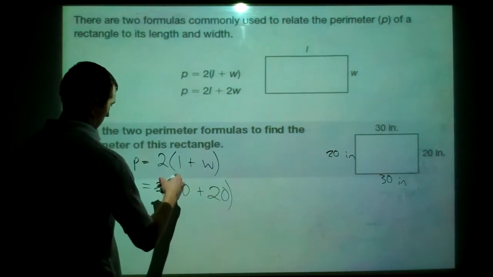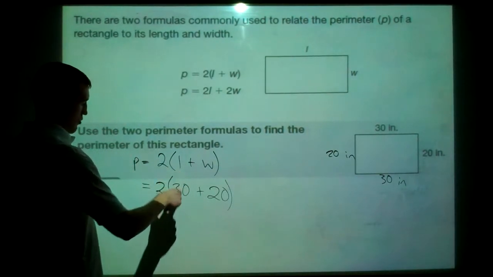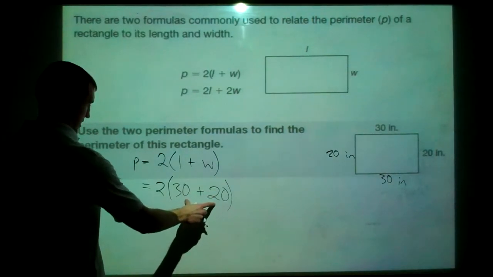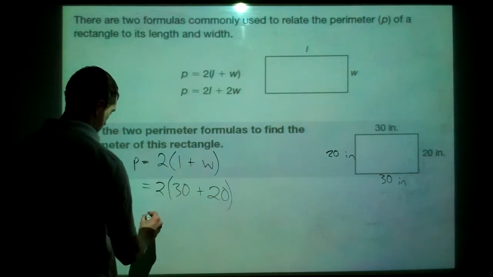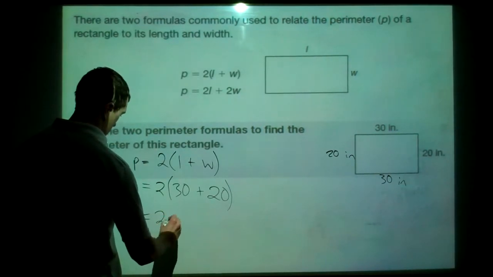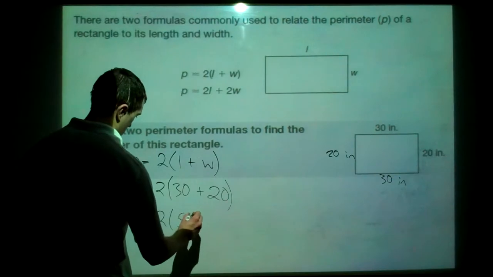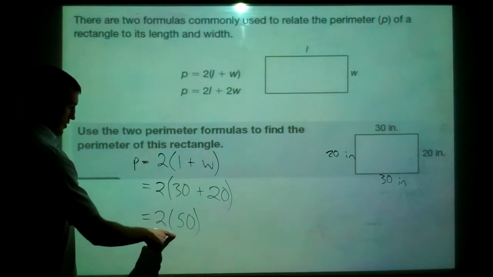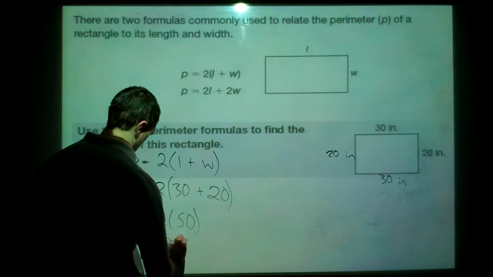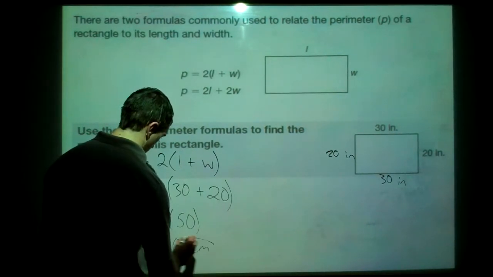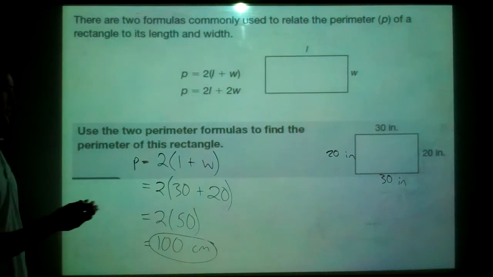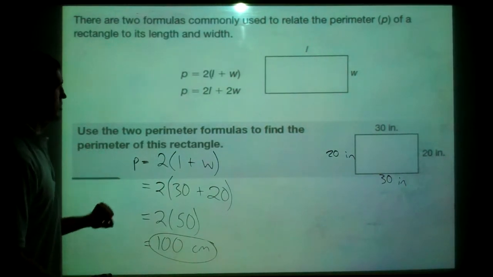So we're just taking what we have for length, putting that number in, what we have for width, putting that number in. Then we add these together. We do what's in the parentheses first, and we get 30 plus 20 is 50. And we all know that 2 times 50 equals 100 centimeters. So we should get 100 centimeters there, and that's what we got when we added all the sides up. So good, this one works.